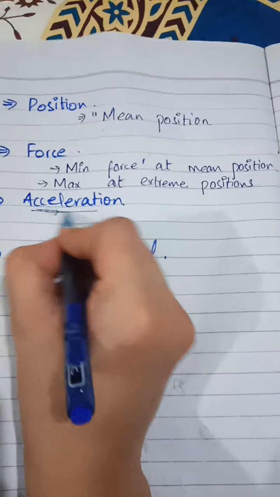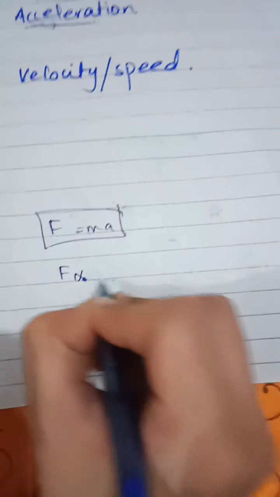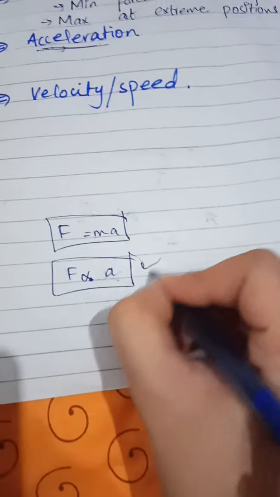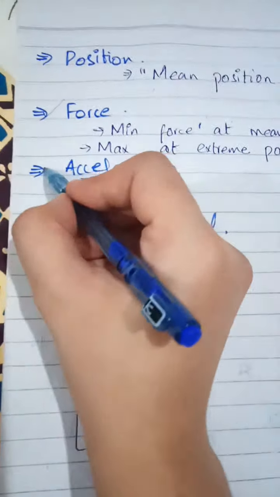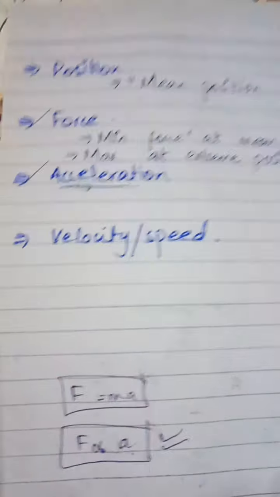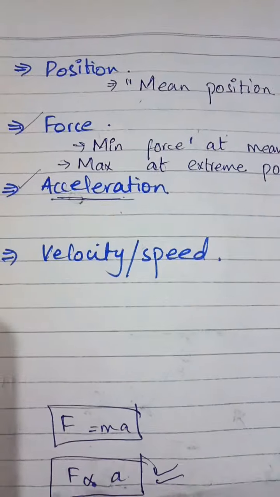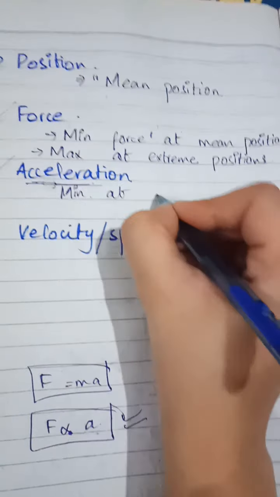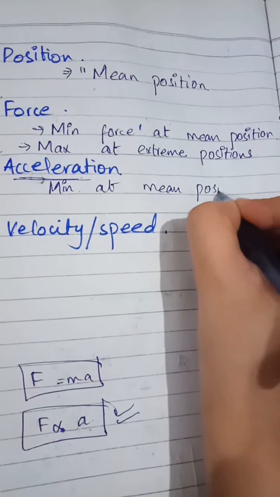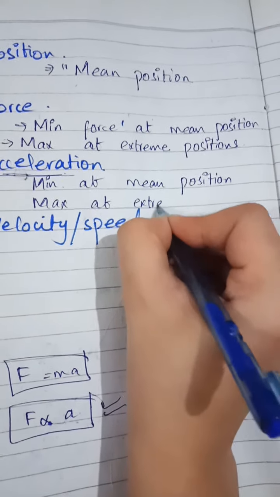Now, what will be the effect on acceleration? As we know that F is equal to ma, that is Newton's second law of motion. So force is directly proportional to acceleration. So the effect of force will be similar on acceleration. If the force increases, the acceleration will increase. If the force decreases, the acceleration will decrease. So similarly, we can conclude that as they are directly proportional to each other, acceleration will be minimum at mean position and it will be maximum at extreme position.